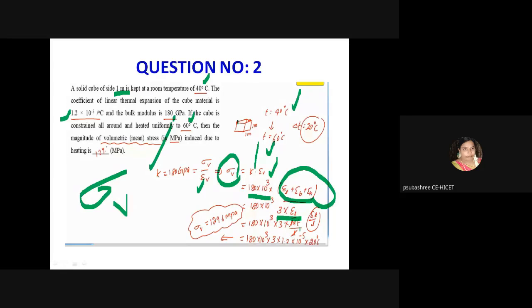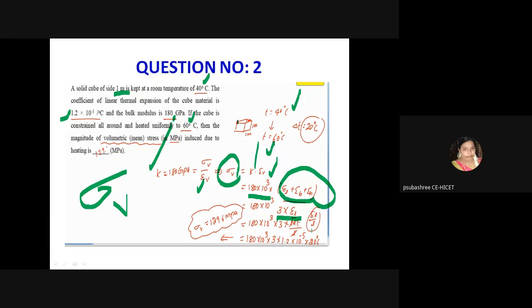Please note this point. L into alpha T divided by L. For example, epsilon L is equal to del L divided by L. So here L and L cancel. So K is 180 into 10 power 3 into 3, then alpha into T. The alpha value is 1.2 into 10 power minus 5 and the temperature change is 20 degrees Celsius.